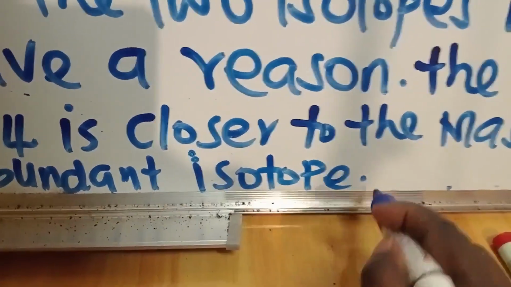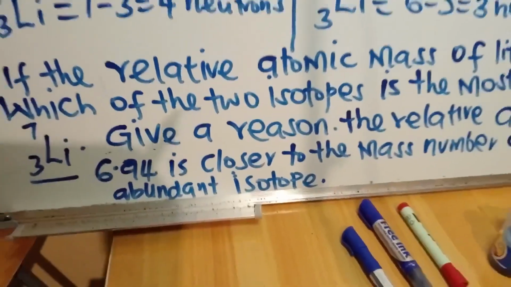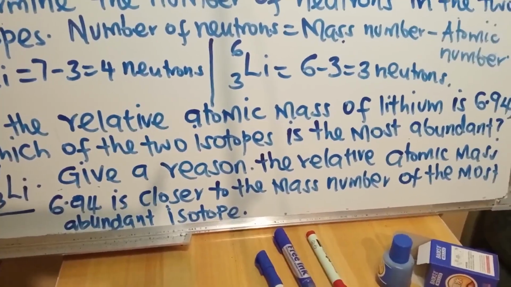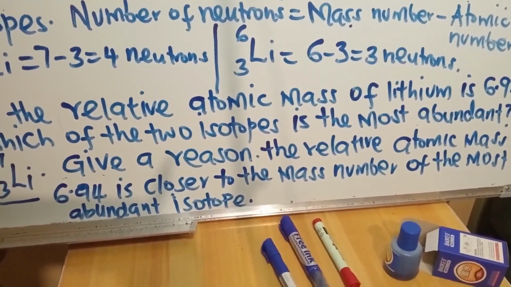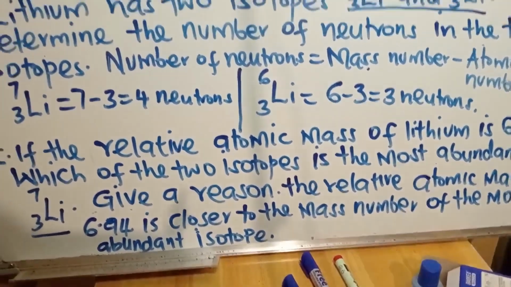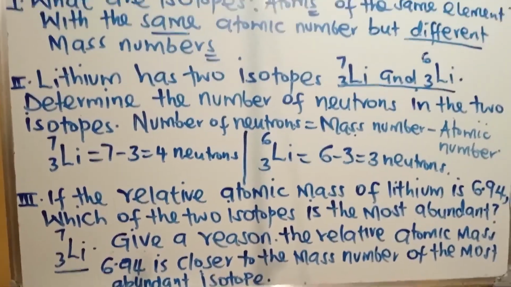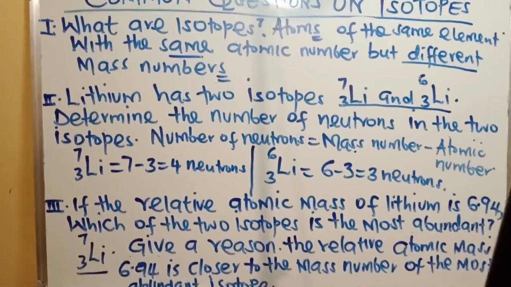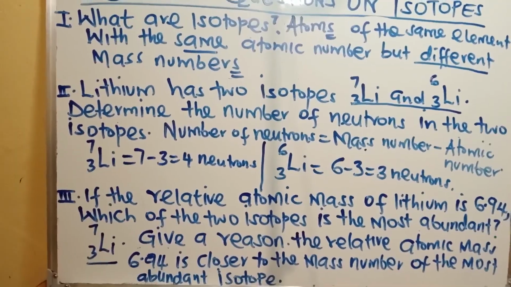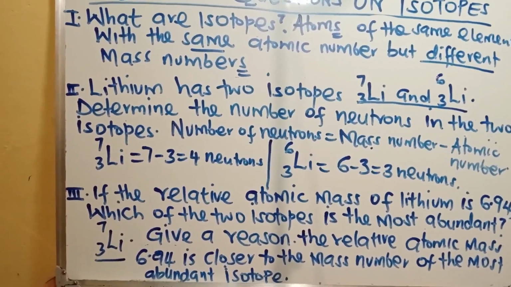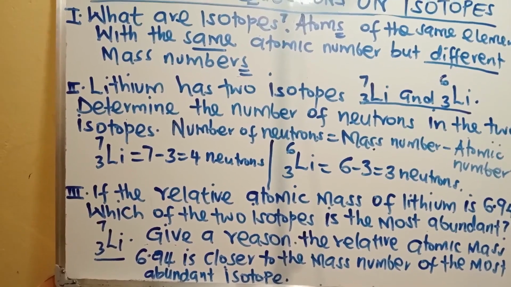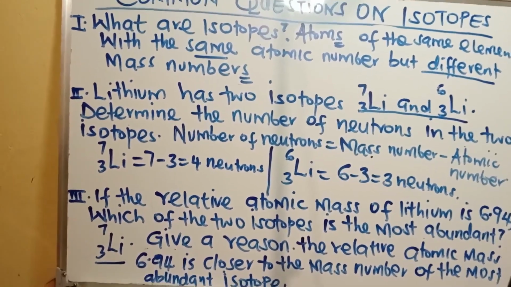So that is the secret to getting that question correct, that the relative atomic mass is usually closer to the mass number of the most abundant isotope. So I hope you're writing. These are very, very important points for you to take note of. So I still have prepared more questions, so keep it right here.